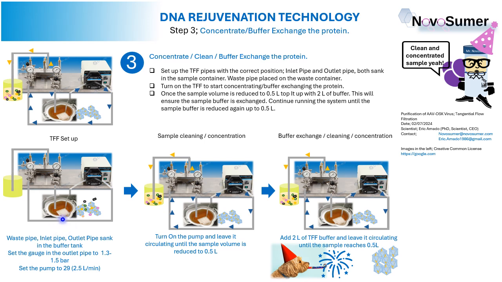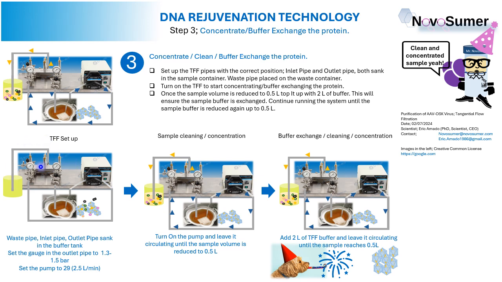The setup is as follows. We will have the inlet pipe and the outlet pipe of the TFF connected to the sample, and we will have the waste pipe connected to the waste container. And we will set the pressure limit up to 1.5 bars of pressure, okay? So first step, setting up. Connect the inlet and outlet pipe to the sample, and connect the waste pipe to the container.